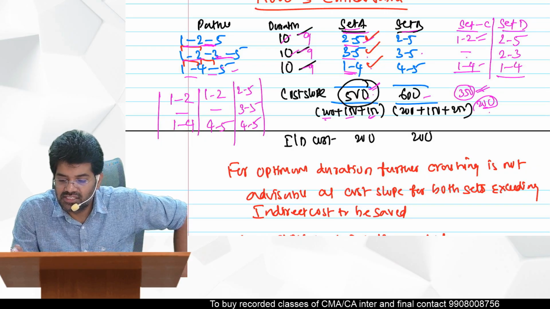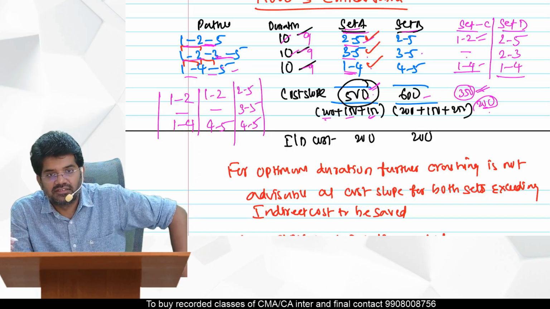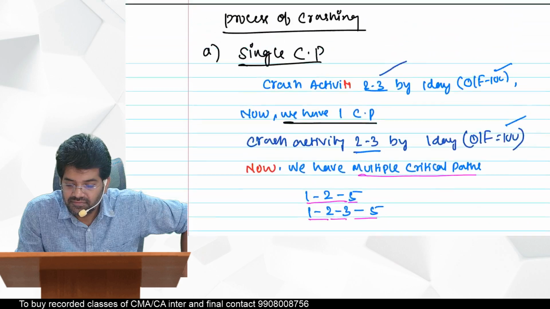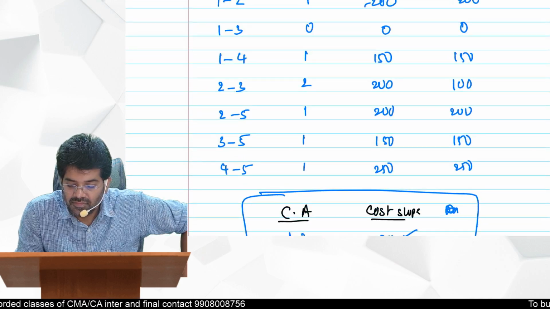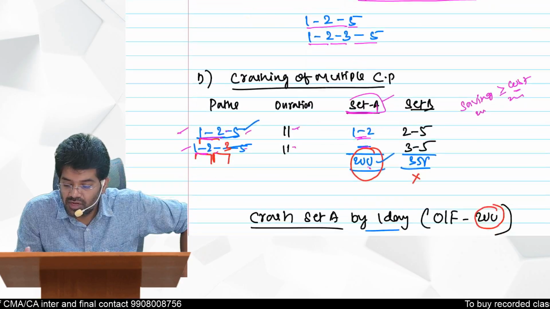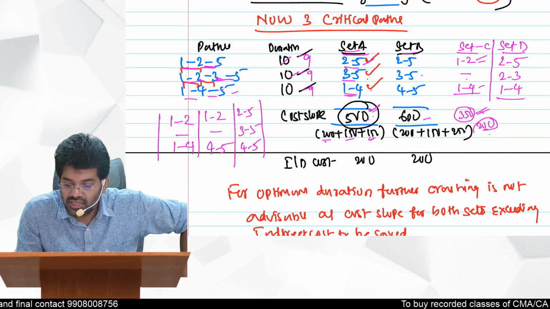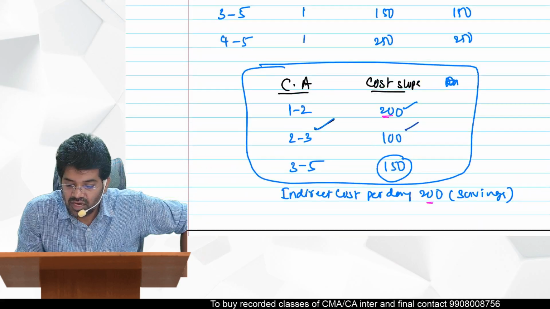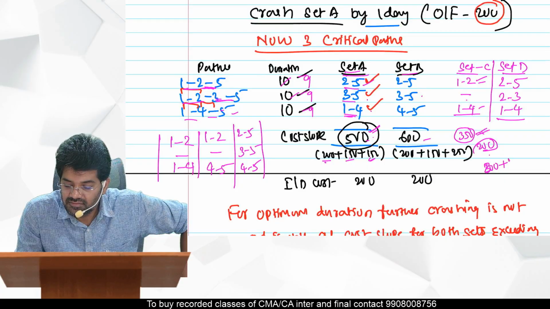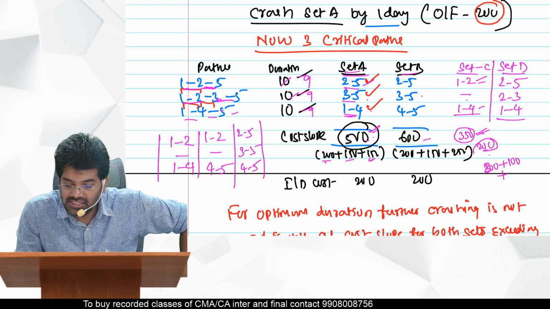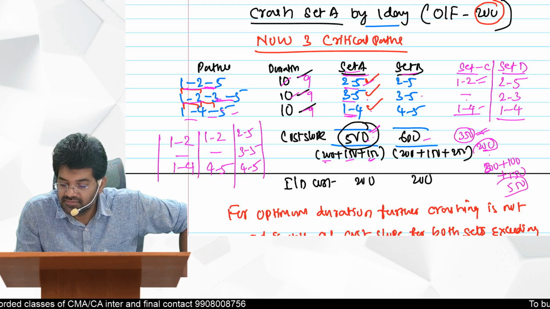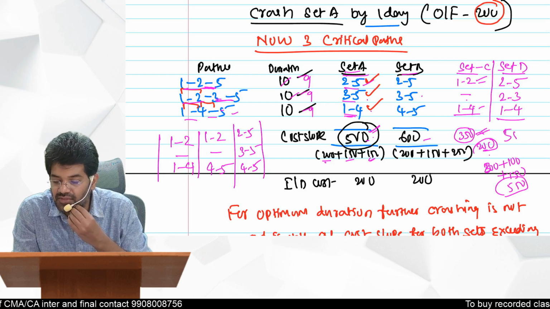But what is the cost for this? You have to check here. Okay, so 2 to 5, what is the cost here? 2 to 5, 200. 2 to 3 is 100. 1 to 4 is 150. So in total 550 you are getting. With this set what are we getting? 550 I am getting with this set.